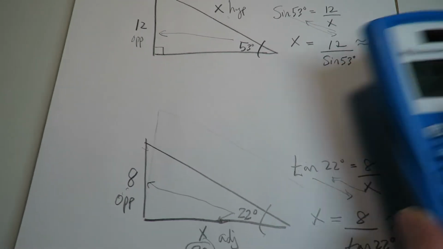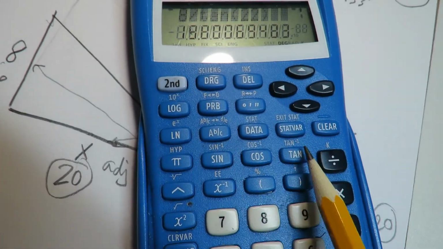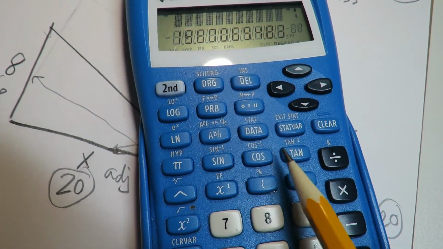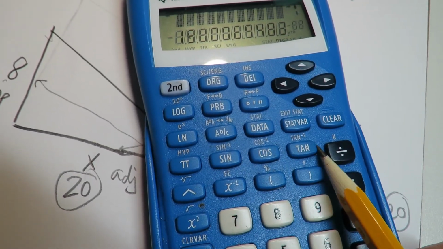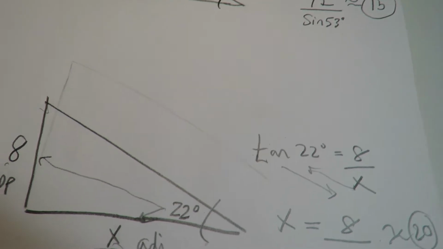Okay, gang. If your calculator looks anything like mine, you want to stick with sine, cosine, and tangent versus using things like cosecant, secant, or cotangent, because you want to use the buttons on your calculator.